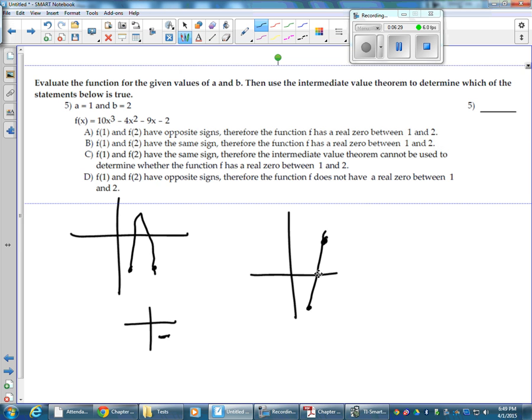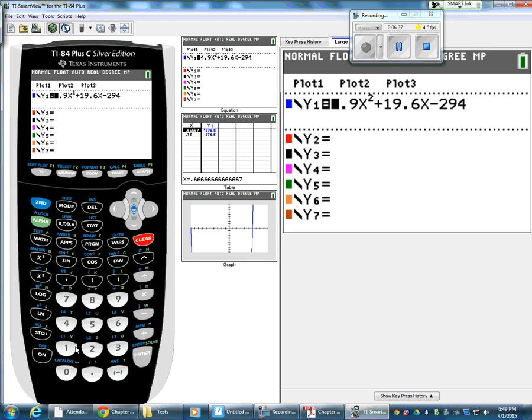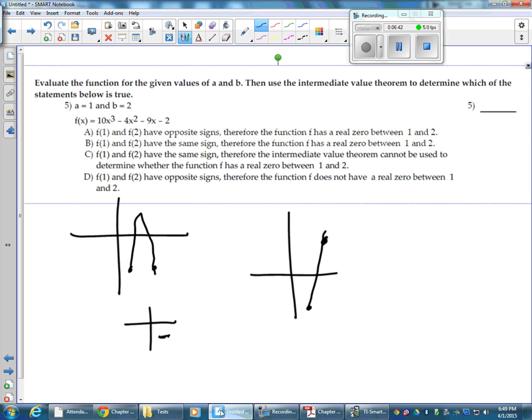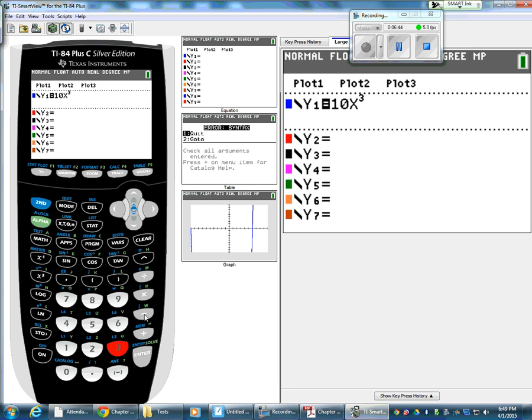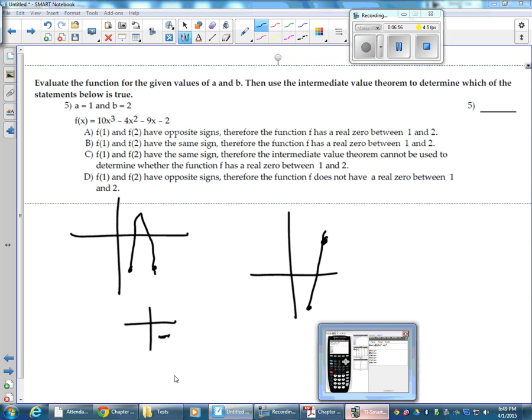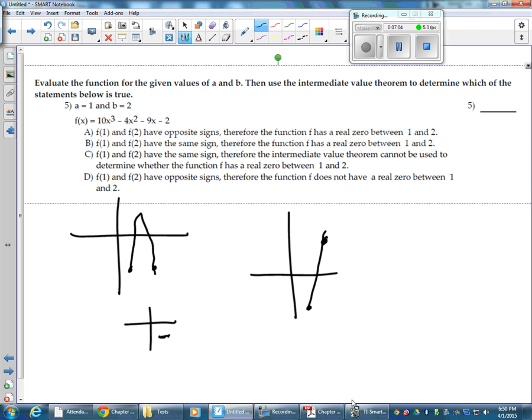So what I'm going to do is take this function, plug in 1 and 2 and see what I get. So 10x to the third, I'll type it in here, minus 4x squared, minus 9x, minus 2. And they want me to test 1 and 2, I believe. So A is going to equal 1 and B is going to equal 2.